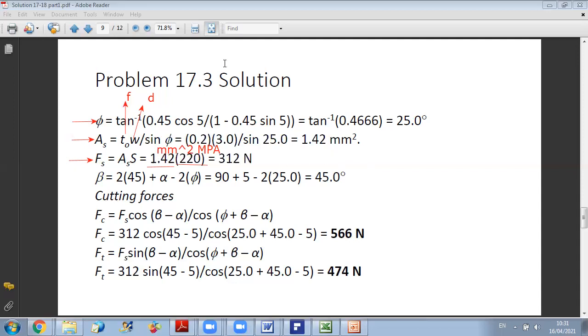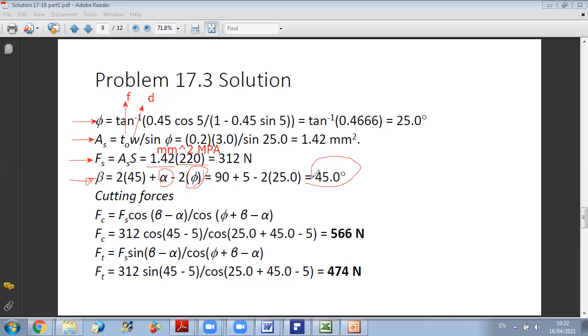Now, in order to calculate the angle beta, in general, the cutting operations are always optimized. So you can use the Merchant equation in your problems. From the Merchant equation, if I know the value of alpha, the rake angle, and the shear angle, I can deduce the value of beta. So I can get that beta is 45 degrees.